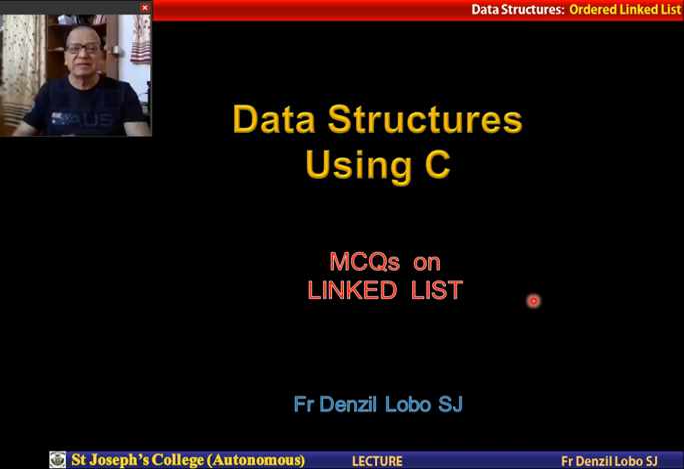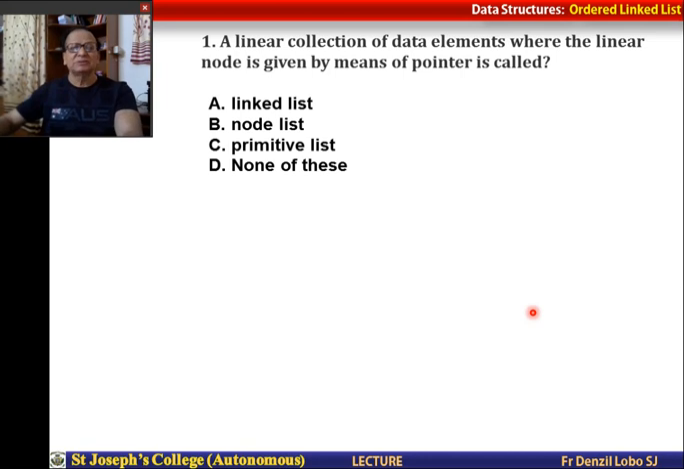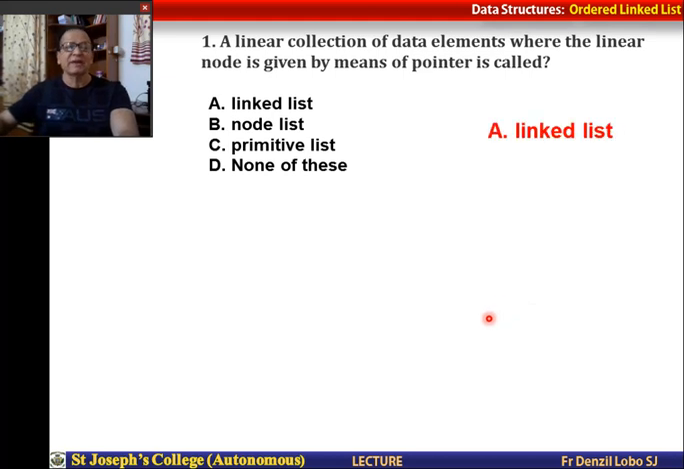Data structures in C. During this lecture, we will be going through MCQs on linked list. So let us solve some of those linked list problems. So simple ones are there. A linear collection of data elements where the linear node is given by means of pointer is called what? Of course, you know it has to be a linked list.